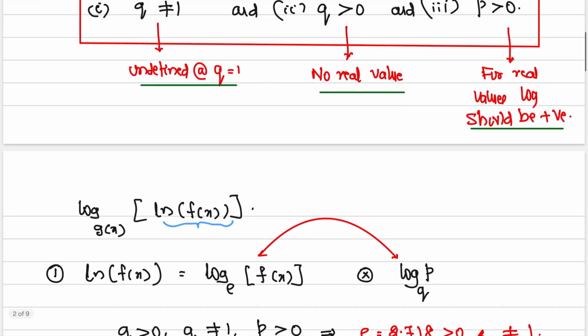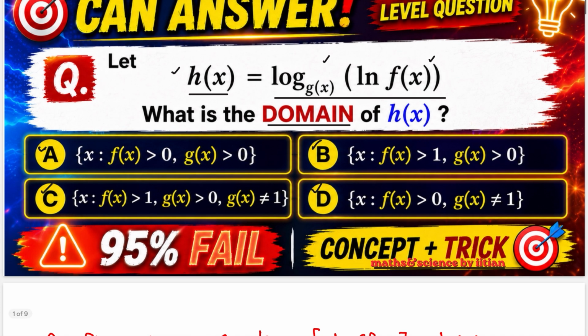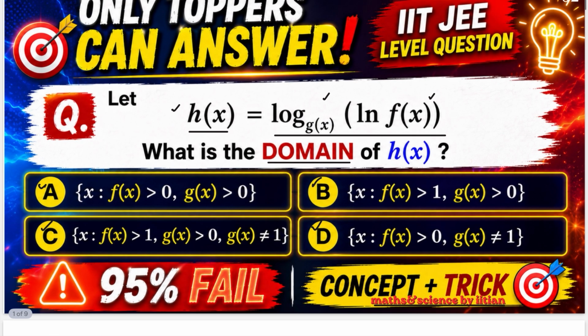Now, let us find the correct multiple choice. Function x greater than 0 and gx greater than 0 is not correct. It is wrong. Function x greater than 1 and gx greater than 0 is not fully defined. Hence, we take it as partially right, and partially right answers need not be taken.